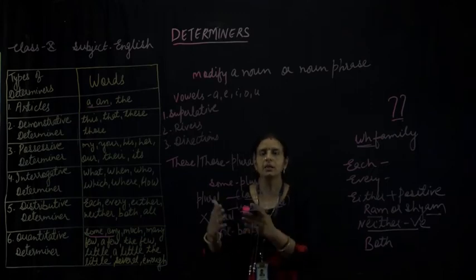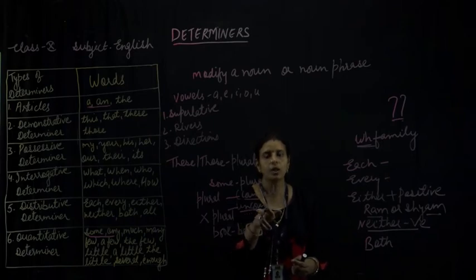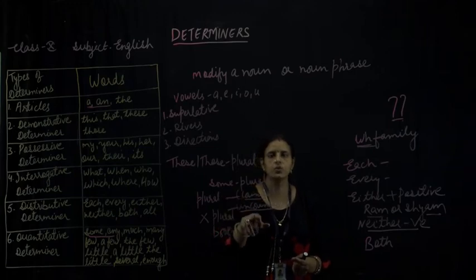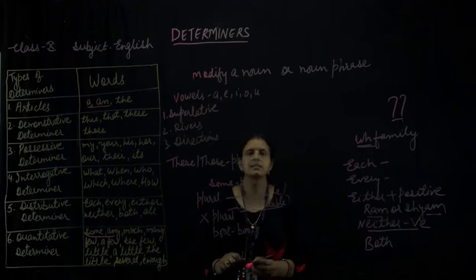If I am saying that there is some water in the pond, water is an uncountable noun, but even then we can write "some" over here. So "some" is a determiner which we can use with countable as well as with uncountable nouns. Okay.